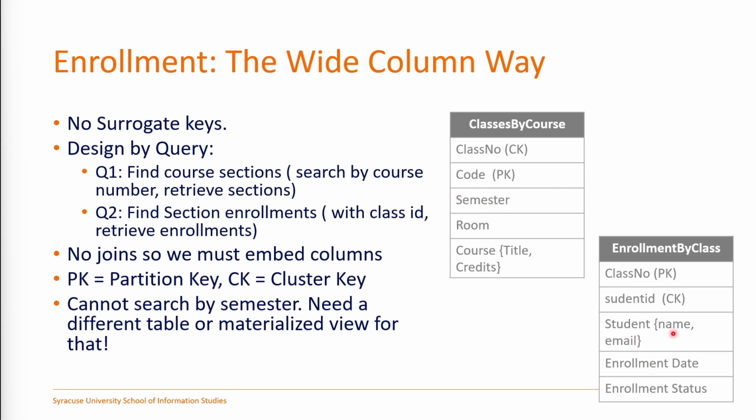And same thing down here. I can search by student name or email if I just add an index. So again, that's what's nice about Cassandra. You can always add the index in there to increase the queryability of your data.